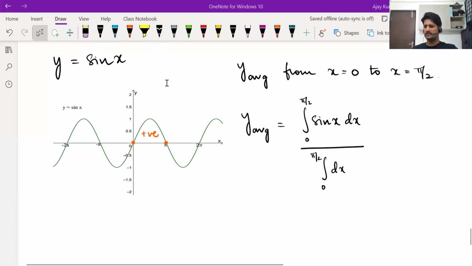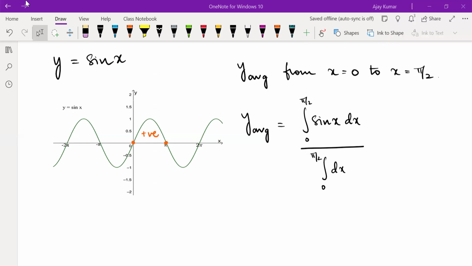Generally, what is integral sin x dx? Cos x. Minus cos x. Okay. Yes, sir, minus cos. Yeah, it is minus cos x. Do it quickly, both of you.